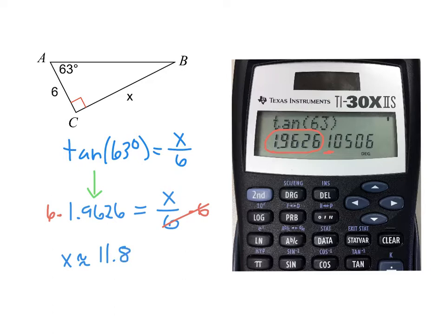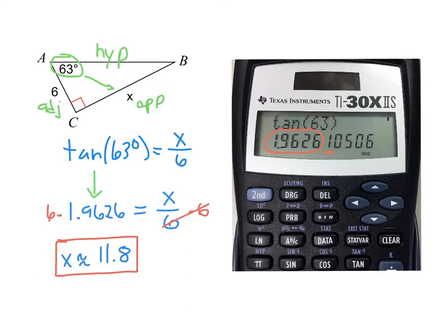So the value of x, the missing side, is 11.8 units. And so that's the strategy that we'll use to solve problems today. We will identify the angle that we're working on, make sure we label the sides correctly. Remember, this was opposite and this was adjacent. This is the hypotenuse, but it doesn't even have a label on it.